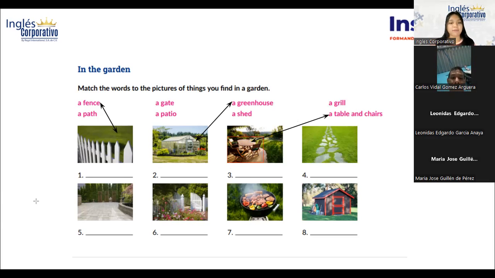What about number five? Sorry. Number four. What is number four? A path. Yes, this is a path. Un camino. A path. What about number five? What is number five? A patio. Okay, so patio. Perfect.